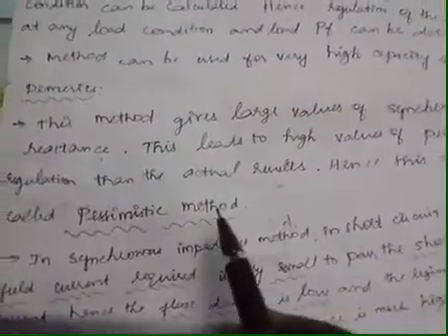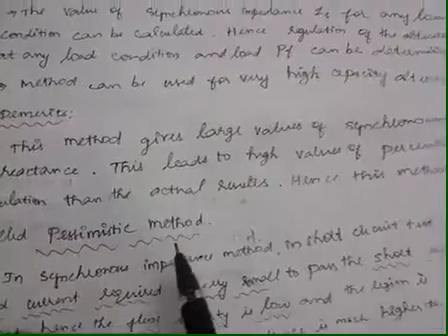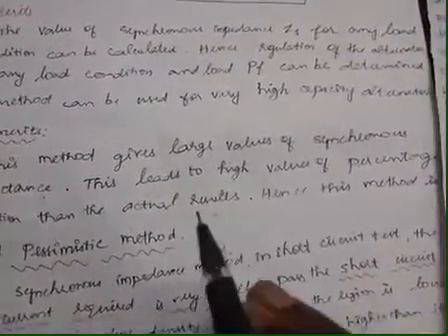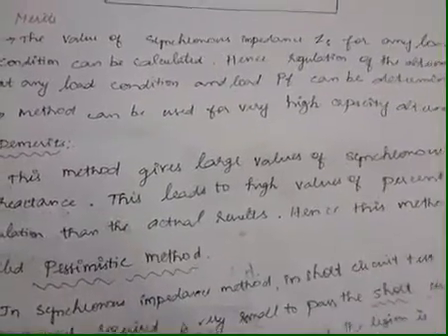Now, the other name of the EMF method is the pessimistic method. Why is it called the pessimistic method? Because the voltage regulation value is higher than the actual value. So this method is called the pessimistic method. Okay, now we see the problem.